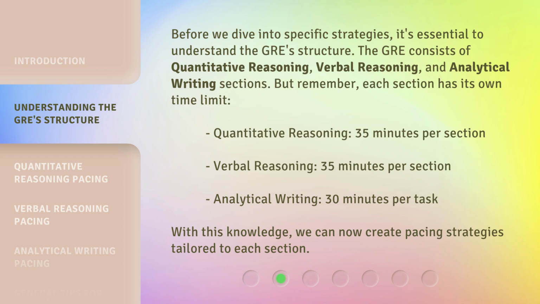Before we dive into specific strategies, it's essential to understand the GRE's structure. The GRE consists of quantitative reasoning, verbal reasoning, and analytical writing sections. But remember, each section has its own time limit. Quantitative reasoning, 35 minutes per section. Verbal reasoning, 35 minutes per section. Analytical writing, 30 minutes per task. With this knowledge, we can now create pacing strategies tailored to each section.